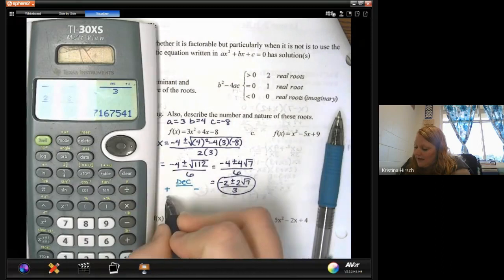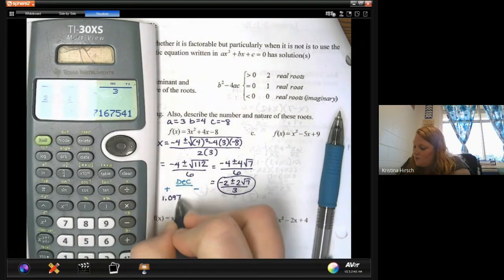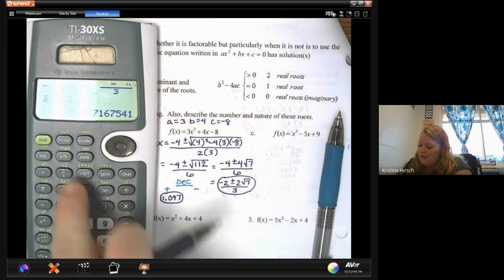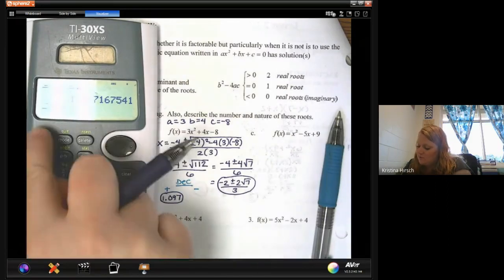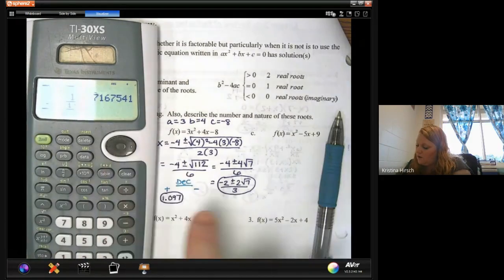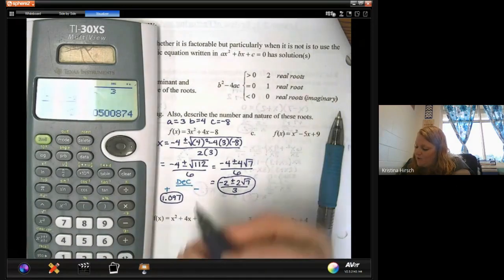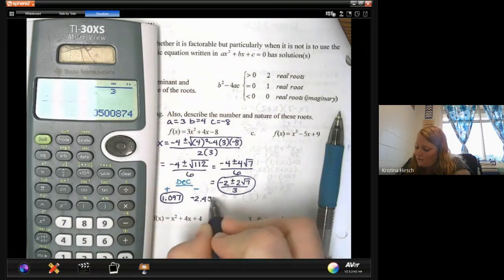So when I added, I got 1.097. So that would be one of my solutions. Now I'm going to do it again, n over d, -4 minus this time the square root of 112 over 6. I'm going to hit the double arrow again to get the decimal, and I get -2.431 if I round it.